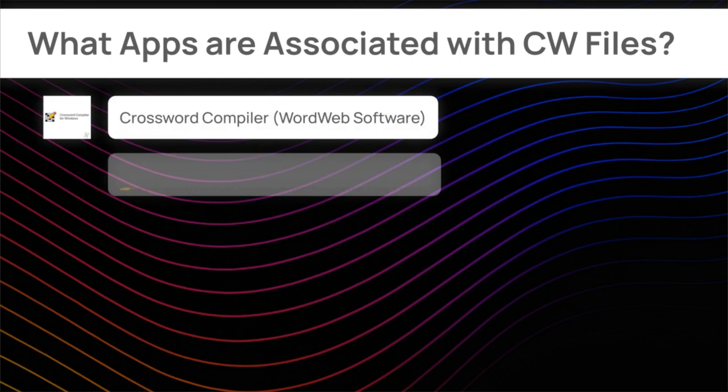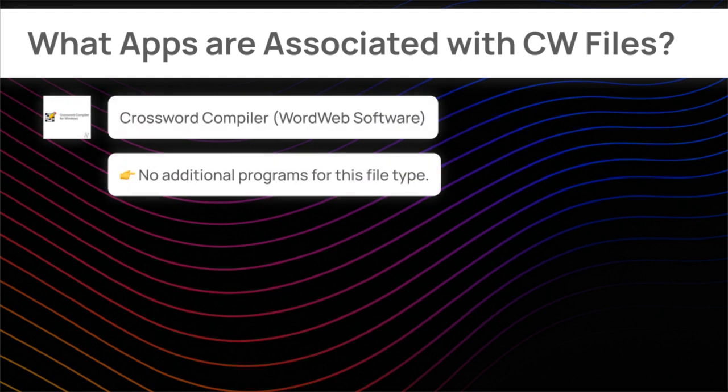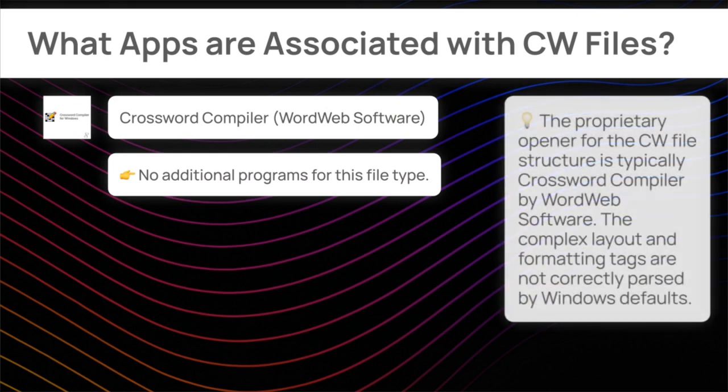This CW file is designed specifically for the developer tool Crossword Compiler by WordWeb Software. The complex layout and formatting tags are not correctly parsed by Windows defaults. Windows lacks support for proprietary engine formats, so viewing or modifying these files requires appropriate software.